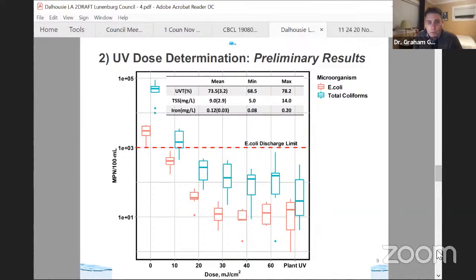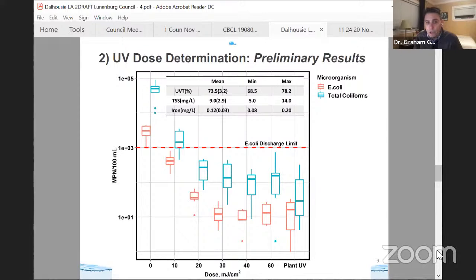So on the vertical axis, or the y-axis, is a scale that's called MPN per 100 mL. This basically means the most probable number of bacteria per 100 mL of water. And we are looking at two contaminants, E. coli and total coliforms. And E. coli and total coliforms are regulated parameters in wastewater.